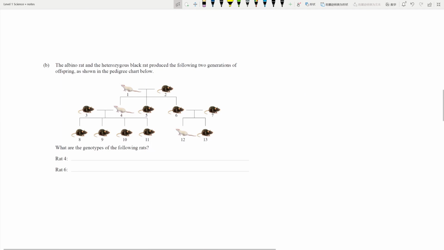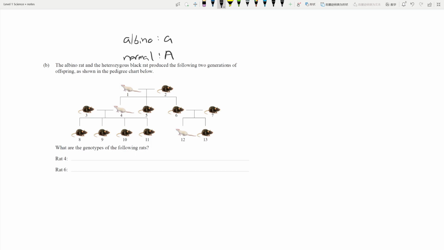Now this is looking at the pedigree chart. So we need to remember albino is small a, so an albino rat is small a. This is from the previous question, and normal is just capital A. All right, so just remember that.